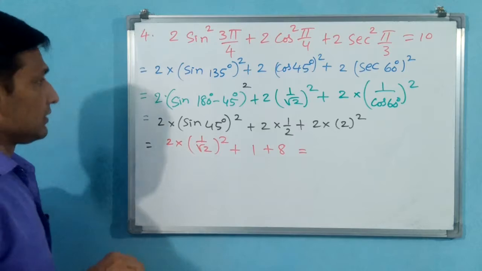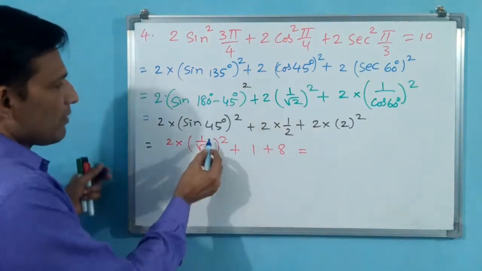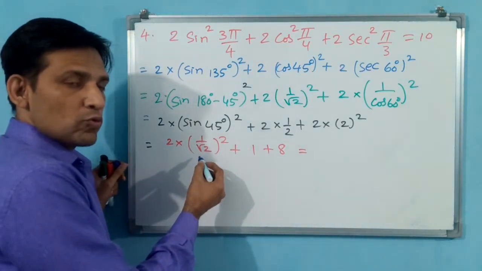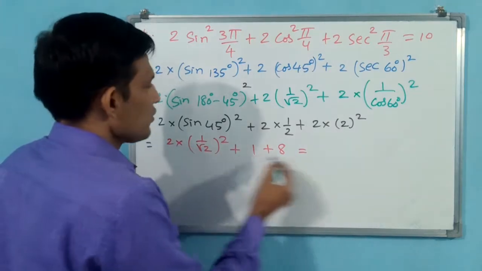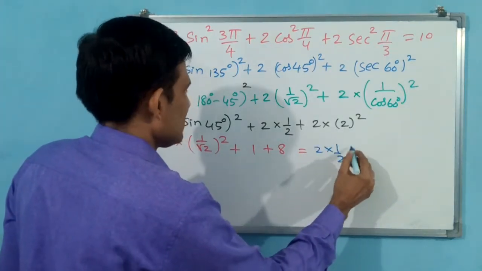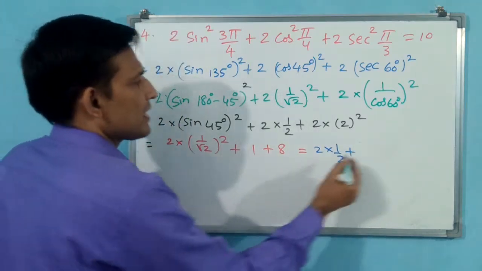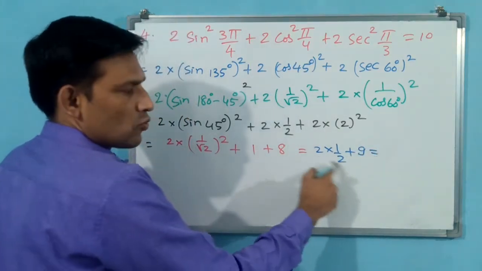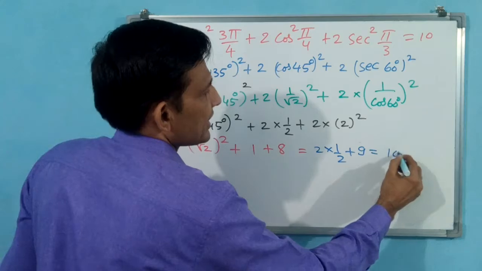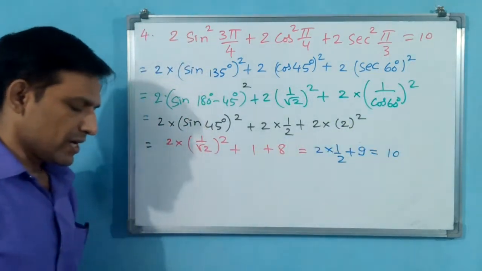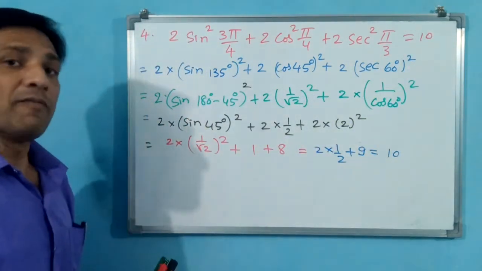Now you see 1 by root 2 square means root 2 square is 2. 2 into 1 by 2 is 1. Plus 1 plus 9 you write directly, 8 plus 1, 9. 2 get cancelled, 1 plus 9, 10. RHS has come. Note down. We will go for the fifth question.